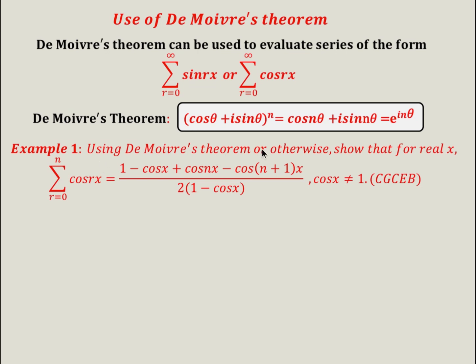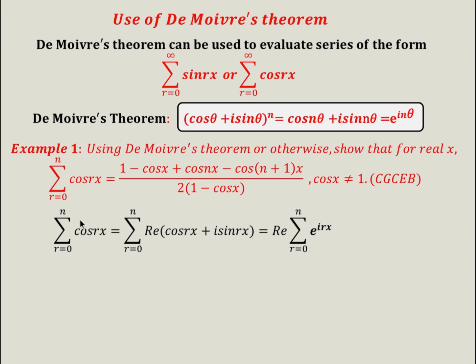Using De Moivre's theorem or otherwise, show that for real x, summation from r equals 0 to n of cos rx equals (1 minus cos x plus cos nx minus cos (n plus 1)x) all over 2 times (1 minus cos x), where cos x is different from 1.